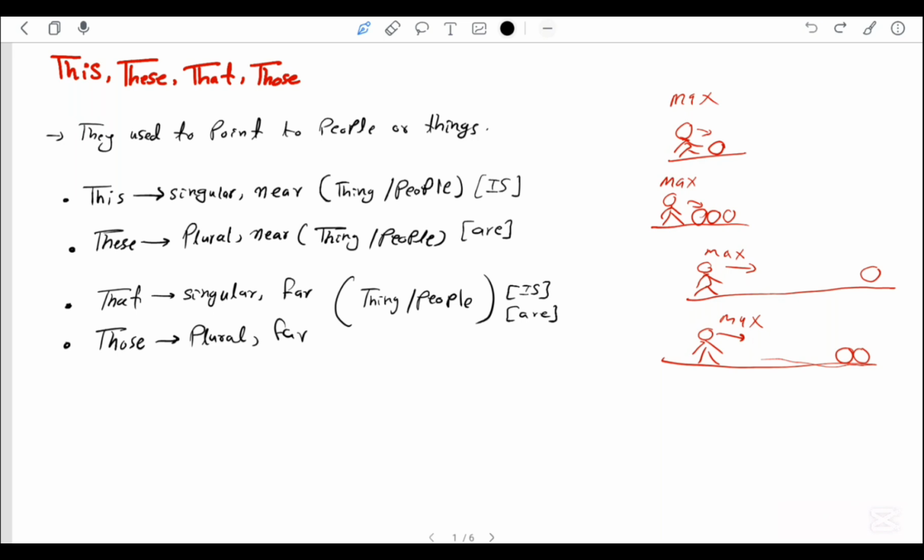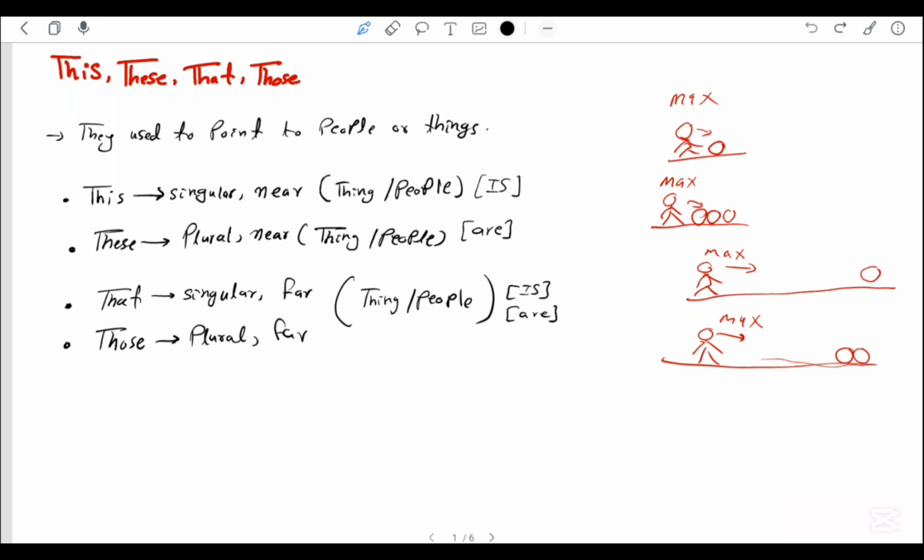So basically we use these words when we want to point out people and things. Things and people can be near to us, can be far from us. Things and people can be one thing or one person or maybe more. When we speak, sometimes the thing is near to us and sometimes far from us. Sometimes it is one, which is singular, or maybe more than one, which is plural, right?